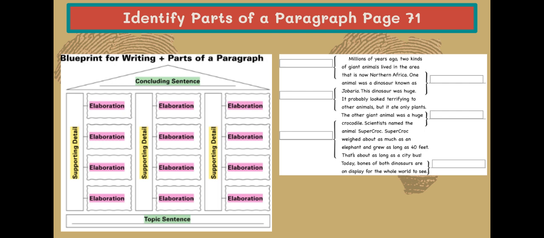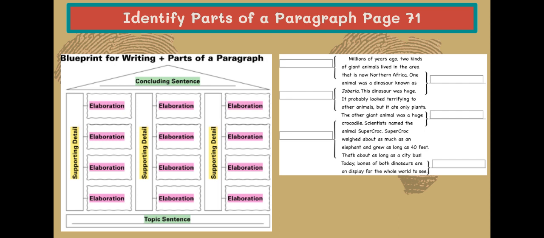This dinosaur was huge. It probably looked terrifying to other animals, but it ate only plants. What color highlighter should you use for those sentences? Why? Are there any other markings you should make to those sentences? The other giant animal was a huge crocodile. What color should that sentence be highlighted? Why? Are there any other markings you should make in that sentence?